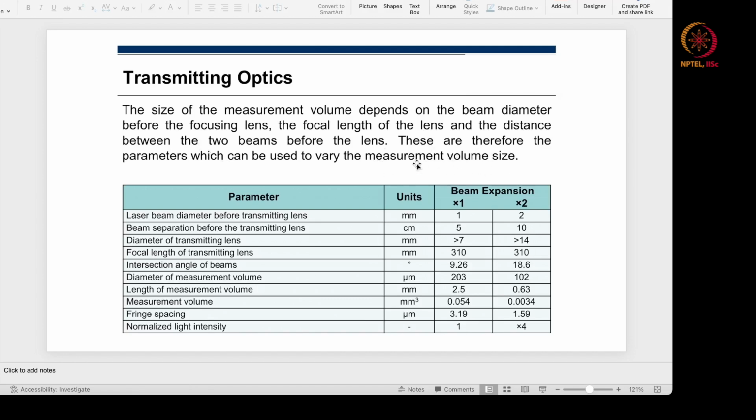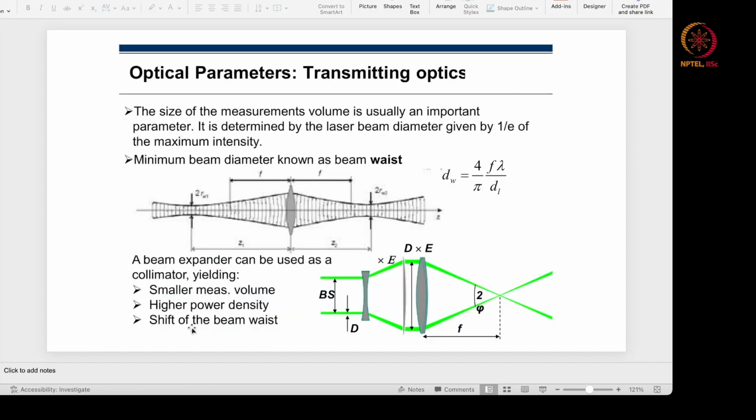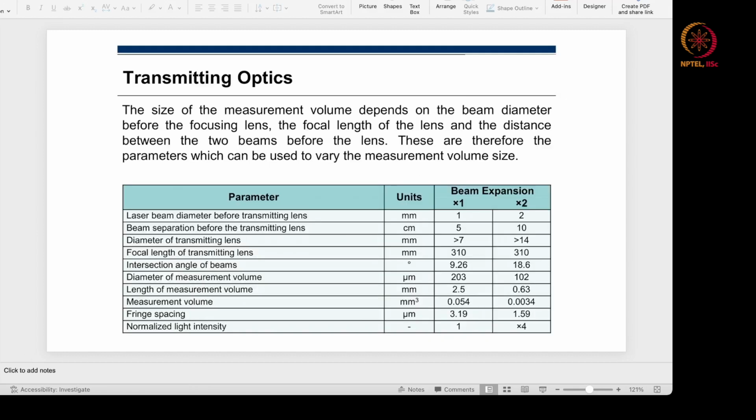But to get a tighter spot, you need a beam diameter which is large, and that is where the beam expander comes into the picture. And then, of course, use the collimators and other things and thin lens formulas. So, for example, take a look at this table.